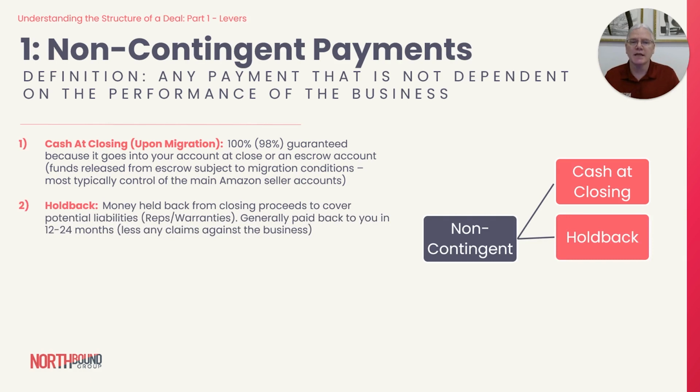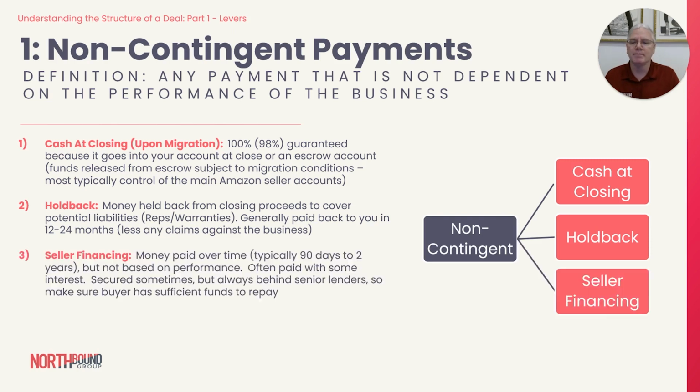Next up, that is not contingent, is a holdback. A holdback is essentially money that is held back from your proceeds in case there are any future claims against the buyer who now owns it that were actually your fault. And it's typically released to you in 12 or 24 months' time.